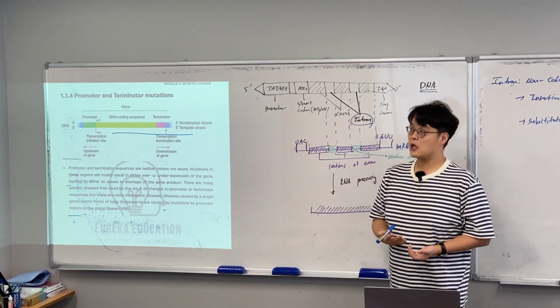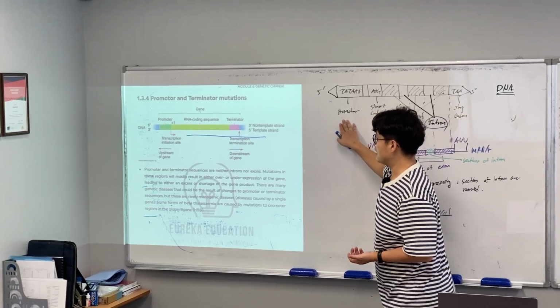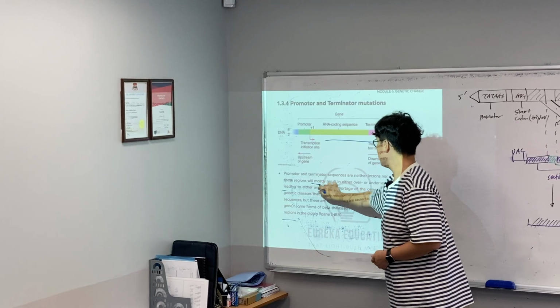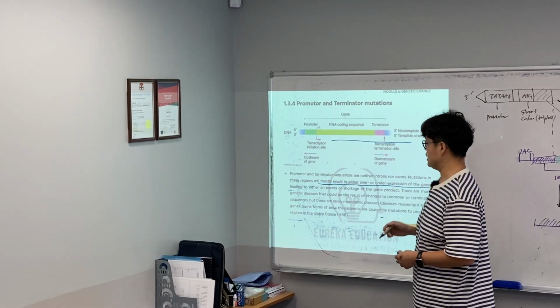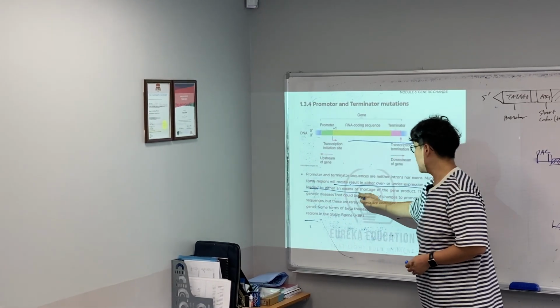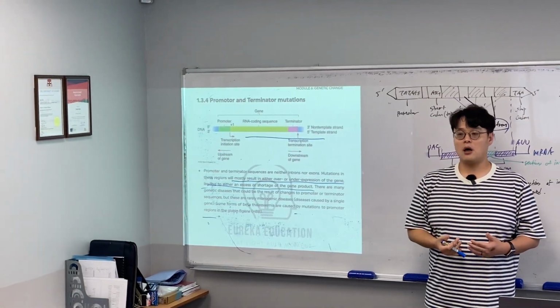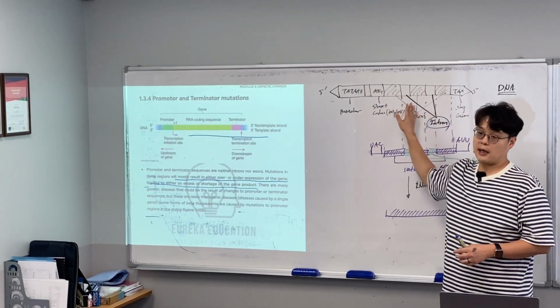So having a mutation in the TATA of the promoters, as given here, a mutation in this region will most likely result in either over or under expression of the genes, leading to either excess or shortage of the gene products. Because maybe we have a TATA inside of the exon or the introns too.